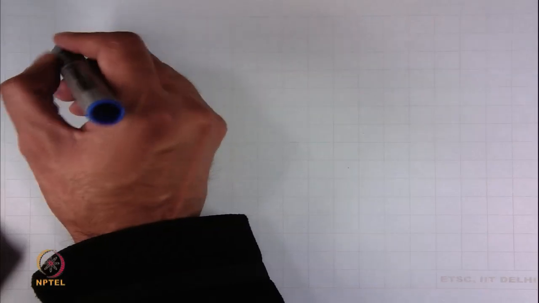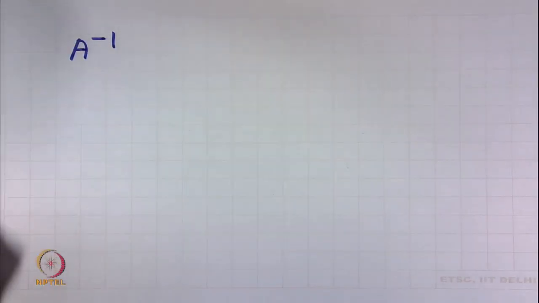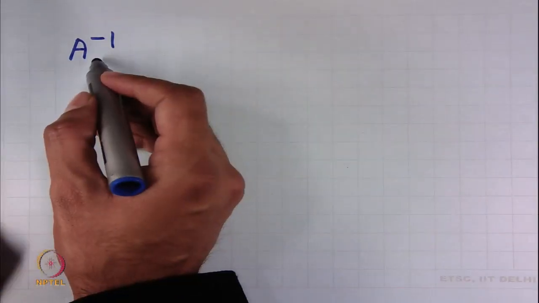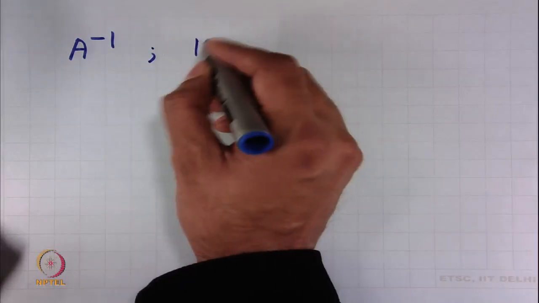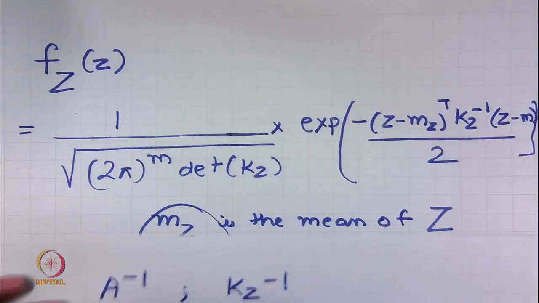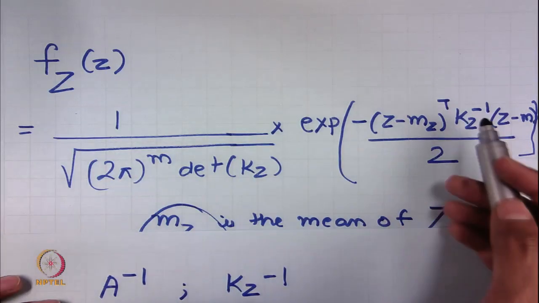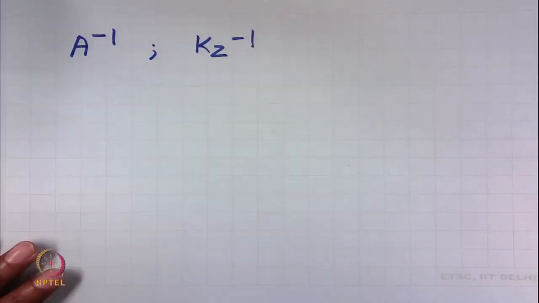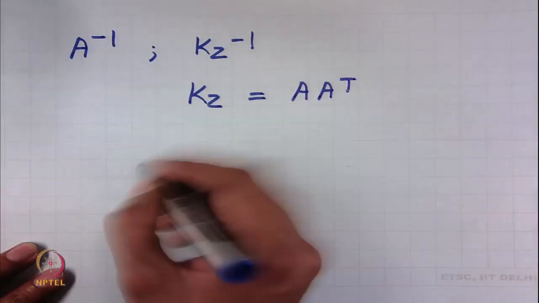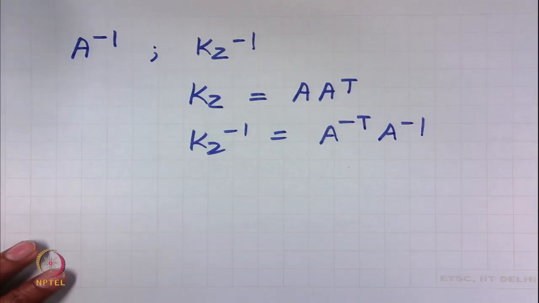So far we have assumed that the inverse of a matrix exists. This should exist, and only then will the inverse of this covariance matrix also exist, because this probability density function is a function of the inverse of the covariance matrix. If the inverse of the covariance matrix exists, what we also require is that the inverse of A should also exist. Remember, the covariance matrix is nothing but A times A transpose. So, the inverse is, as we have already seen, this thing.